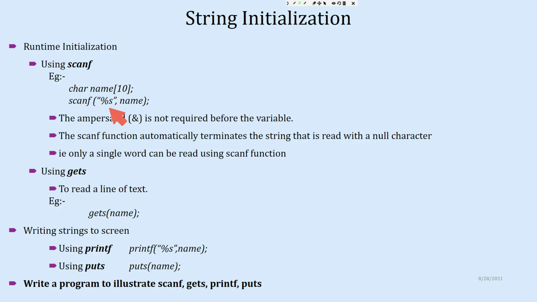In this scanf there is some difference from what we have studied earlier. If it is an integer, we use %d. If we are reading a character value, we use %c. If we are reading a floating point value, we use %f. Similarly, if we are reading a string, we use %s. That's one of the differences.